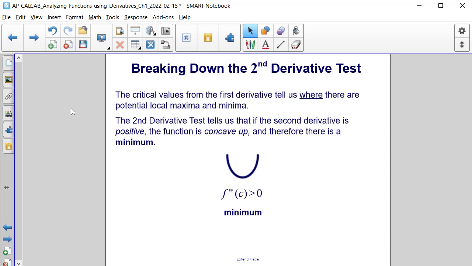There was quite a bit of information in that second derivative test definition. Let's try breaking it down to make it easier to understand. The critical values from the first derivative tell us where there are potential local maxima and minima. The second derivative test tells us that if the second derivative is positive, the function is concave up, and therefore there is a minimum. So if f double prime of c is greater than 0, it means it's concave up, and therefore the extrema value that we found is a minimum.